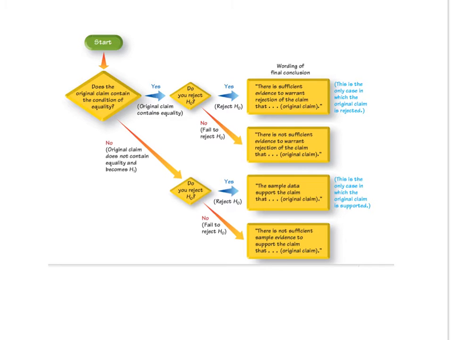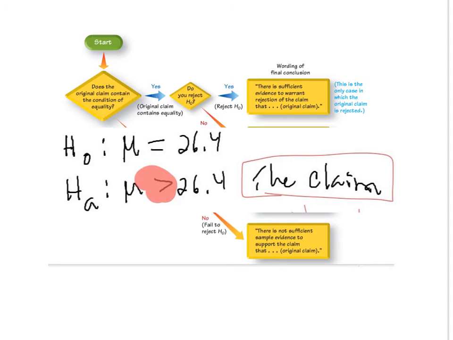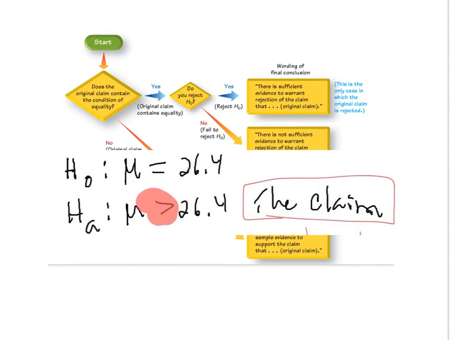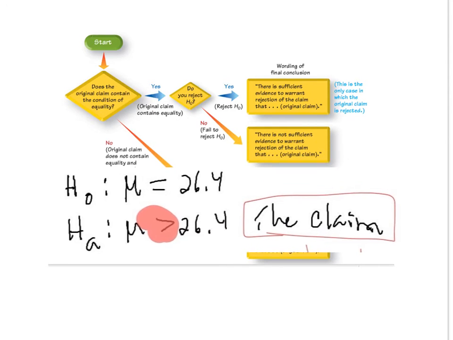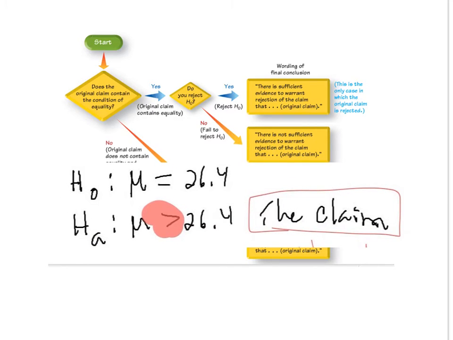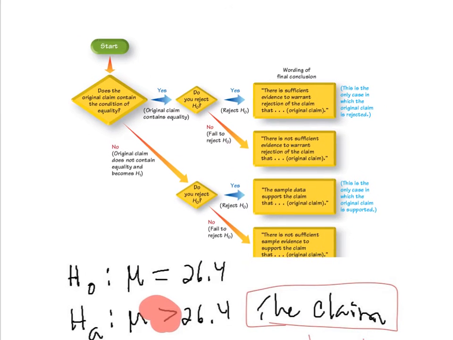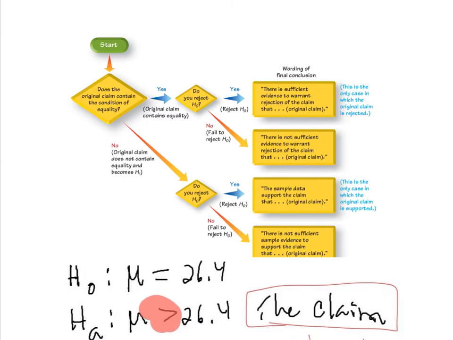So this chart is in order to help you word your decision correctly. We know we can't reject H0. Does my original claim contain the condition of equality? Remember, back when I first started setting this up, the claim was HA. So the claim did not have an equality. In other words, it wasn't that it was equal to 26.4, it was greater than. So our claim was not the condition of equality, so we're going to go down this path. And did we reject H0?